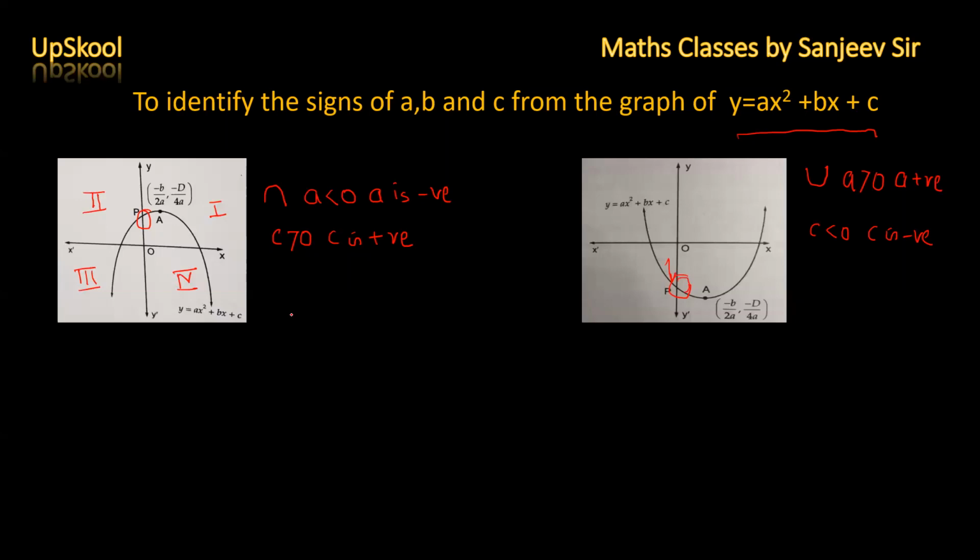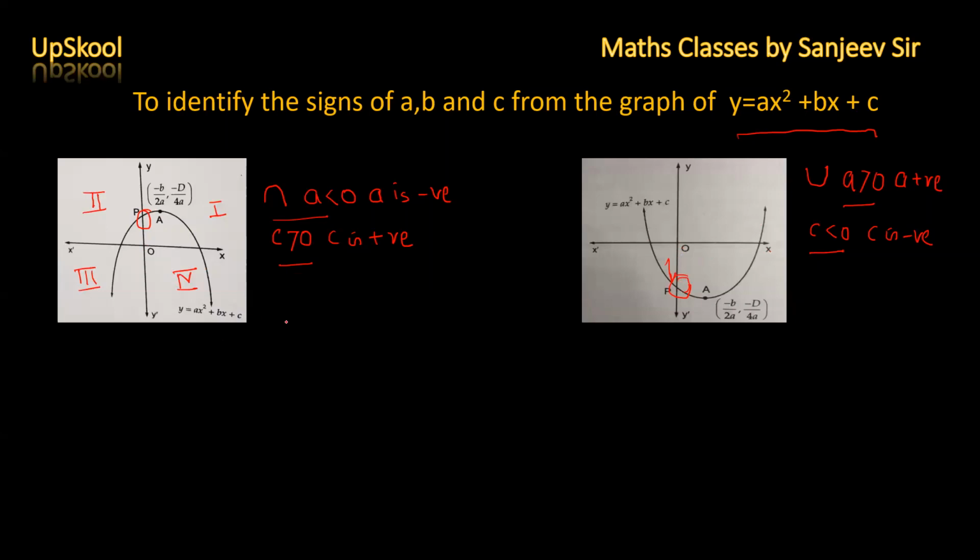I'm going to repeat it. If the parabola is opening upwards, then a is positive. If the parabola is opening downwards, a is negative. If the graph is intersecting the positive direction of the y-axis, then c is positive. If c is negative, then the graph is going to intersect the negative direction of the y-axis.